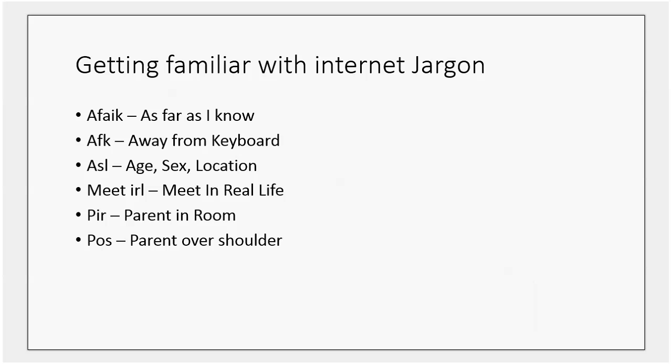I put some things on the screen there. Some things you may have heard of before, others you may not have. PIR, for example, parent in room. What that effectively means is if they're talking to somebody on a chat site, PIR, the chat conversation suddenly stops, so looking at the screen, you can't see anything that's going wrong. Similar to POS, parent over shoulder. That's basically a quick sign to stop whatever's taking place, whatever's been written.